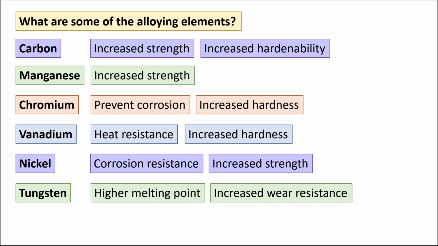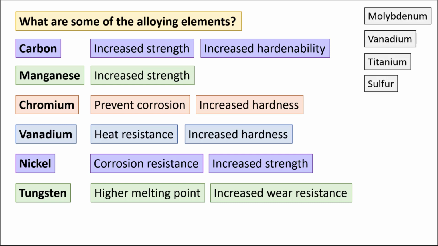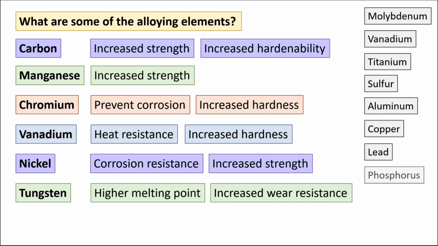Along with these elements, there are so many more that are used to achieve a variety of effects. Molybdenum, vanadium, titanium, sulfur, aluminum, copper, lead, and phosphorus. There are so many things about steel that are fascinating. I hope you go and research yourself.